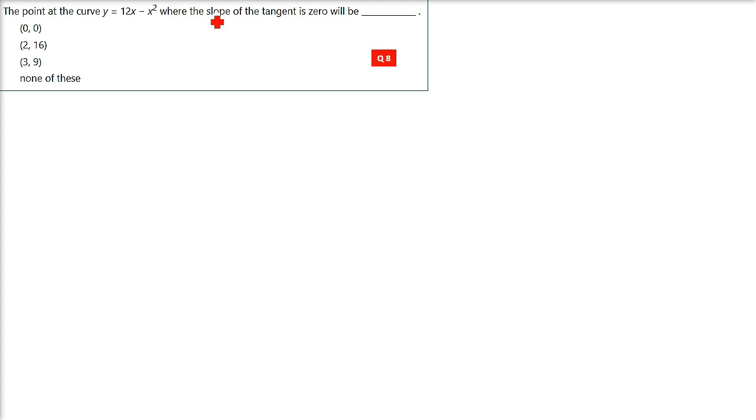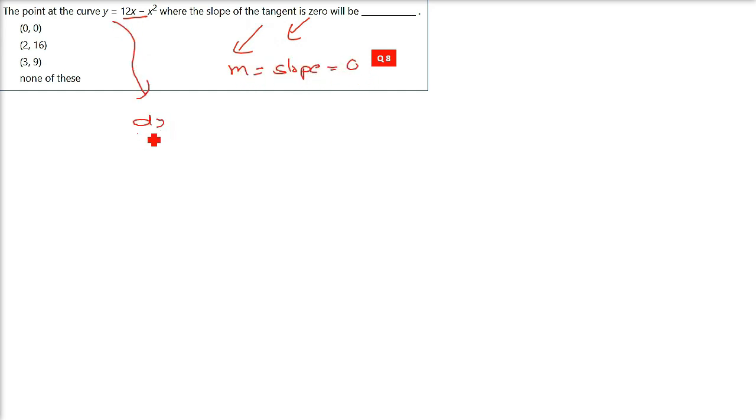The point on the curve y = 12x − x², where the slope of the tangent is 0. So it's very clear, the slope of the tangent is 0. So dy/dx is 0. You can just call it like that: dy/dx is equal to 0. So you don't have to worry about anything. M or slope or dy/dx is 0.